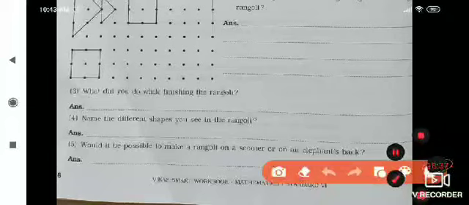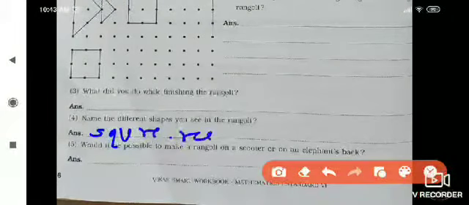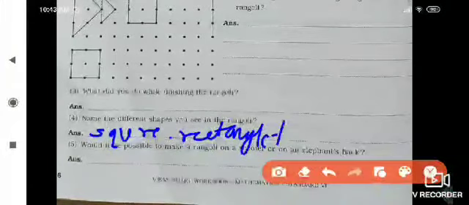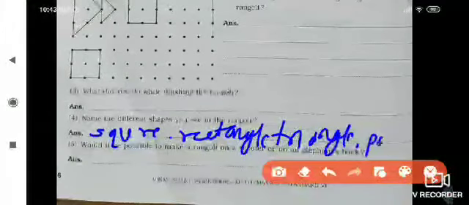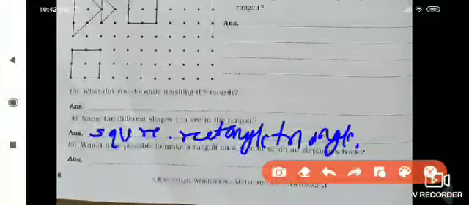Just as I told you: square, then rectangle, then triangle, then point, which is not a shape actually. So these are the shapes we can see here.